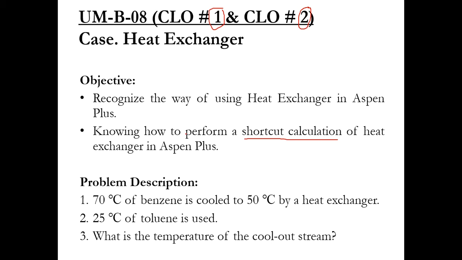The problem statement which we have been given is that benzene at 70 degrees centigrade is cooled to 50 degrees centigrade by a heat exchanger. It means one of our streams is benzene. Remember, hot stream is that stream whose temperature needs to be lowered, and cold stream is that stream whose temperature is increased during this heat exchange process.